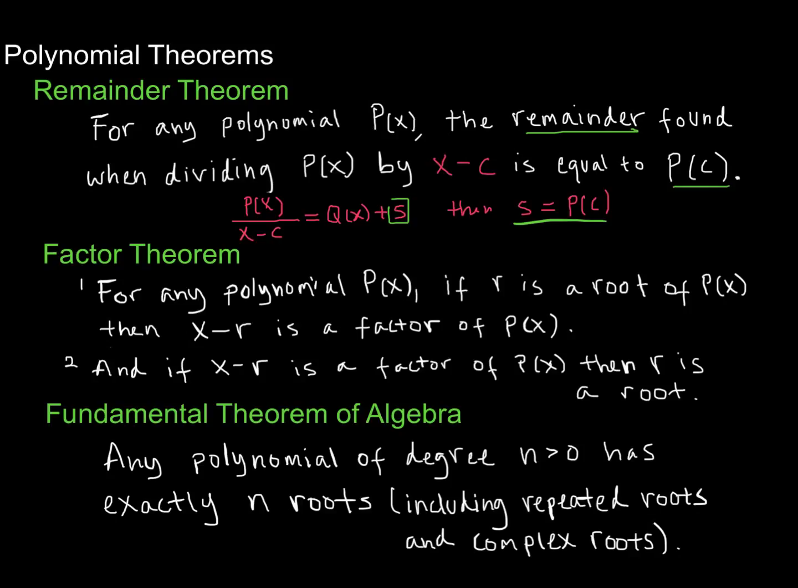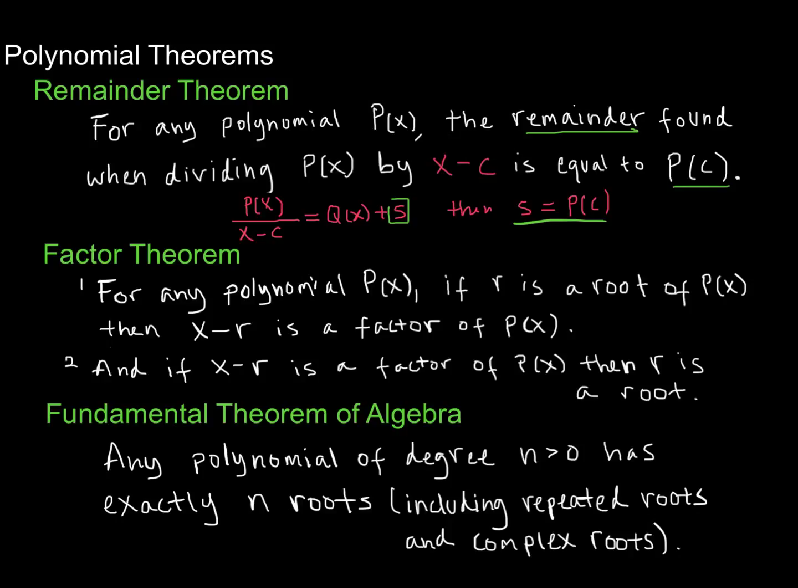This one is very, very helpful. And of course, the fundamental theorem of algebra: any polynomial of degree n greater than 0 has exactly n roots. And now this includes repeated roots and complex roots. So if you have a factor that's written twice, that gives you the same root twice. And counting all of those roots, including the complex roots, you'll have exactly n roots.